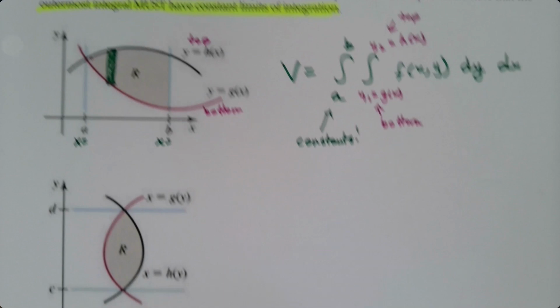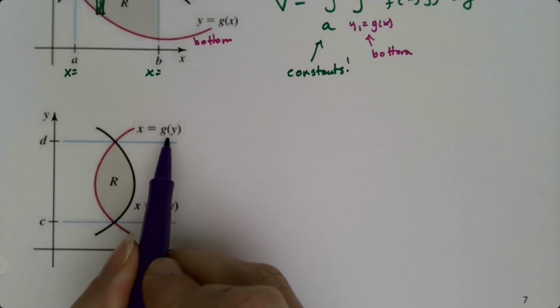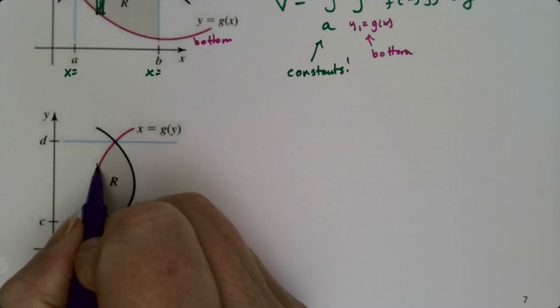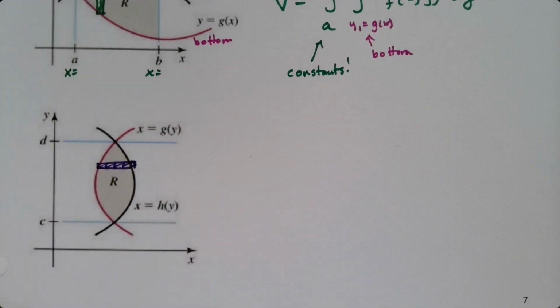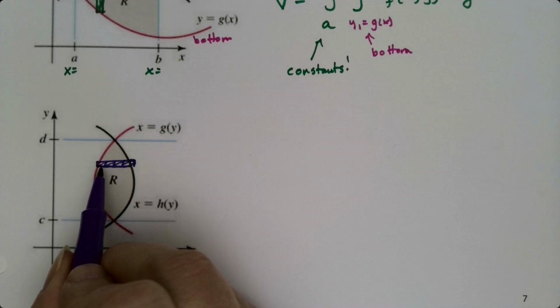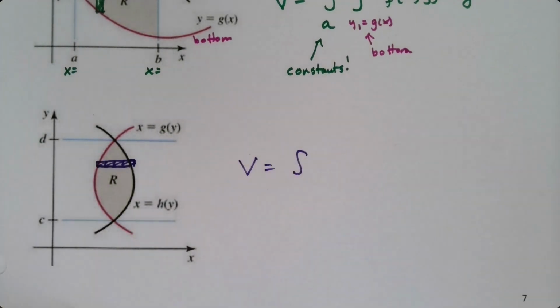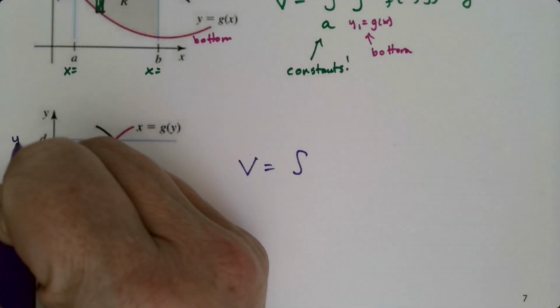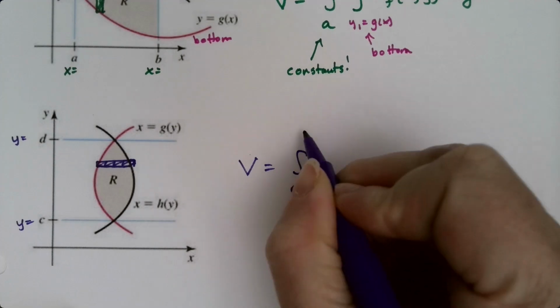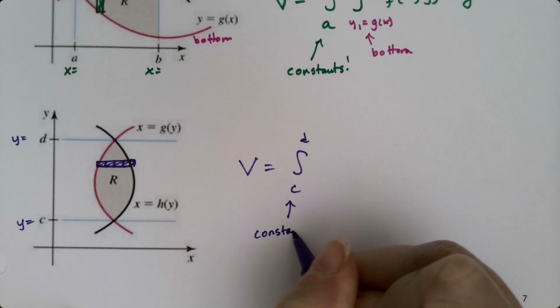All right, what if I went the other way? What if I had functions in terms of y? Well, then I would do the integral with respect to x first. So I think about an approximating rectangle, and I'd say, all right, the volume is going to go, and then the constants are c here and d here. So this is y equals and y equals. So I'd be from c to d. Again, those are constants there.